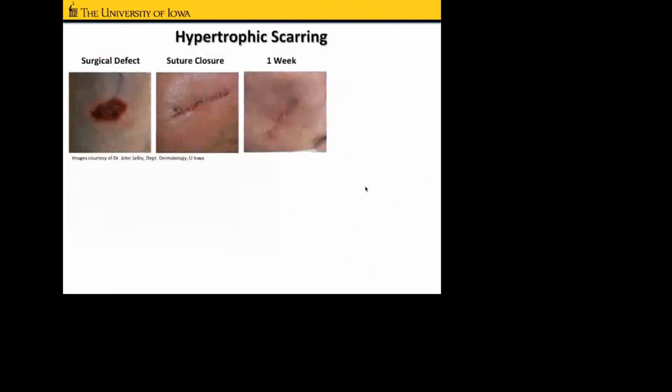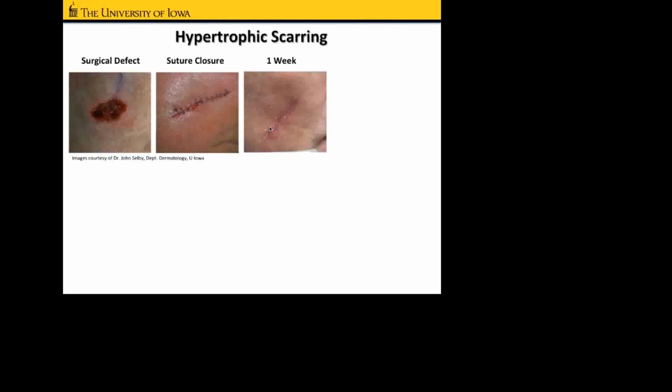Now, if you have some kind of surgical defect, you can close the wound or leave it open, either primary or secondary intention healing. In this case, you've got sutures to close the wound. When the sutures are removed, there is a wound healing response that's ongoing. This will likely resolve as a small scar that's flat, what would be considered normal scarring.